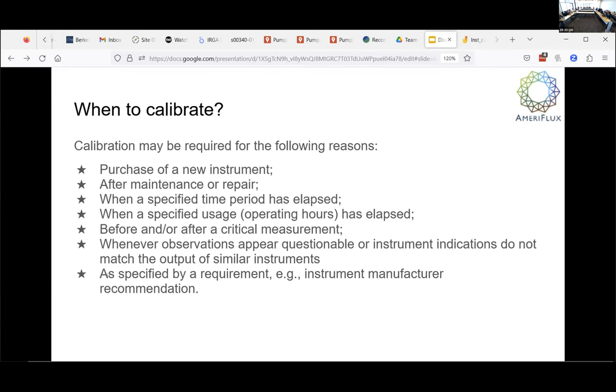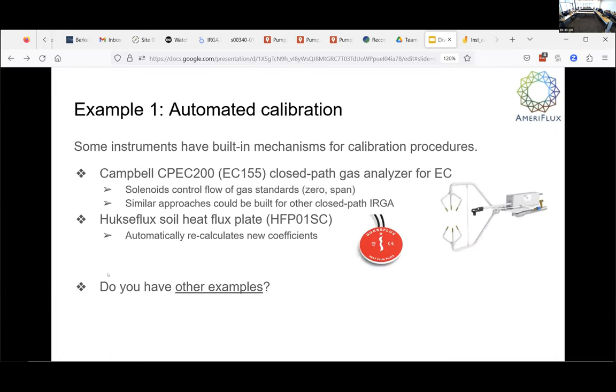Manufacturer recommendations, right? So, a few examples. There are sensors that are self-calibrating. Joe, you were asking who calibrates the other? It doesn't mean you have to do it yourself. It means you have something that does it for you. So that's what the Campbell CPEC200 closed-path gas analyzer does. They have this bag. You can use the zero and span to calibrate.